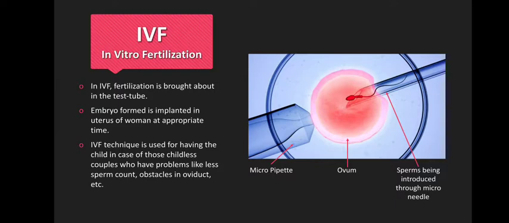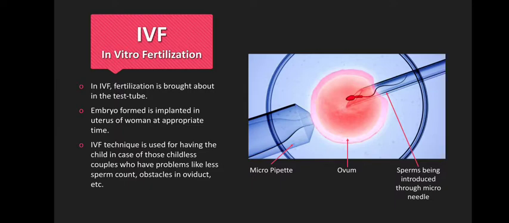The embryo which is formed is implanted in the uterus of a woman at the proper time. This technique is used for having a child in the case of childless couples who have problems like low sperm count, obstacles in the oviduct, etc. Right? As you can see in the diagram, the ovum is being fertilized wherein the sperm is being introduced through a micro needle. Right? I hope you understood this well.